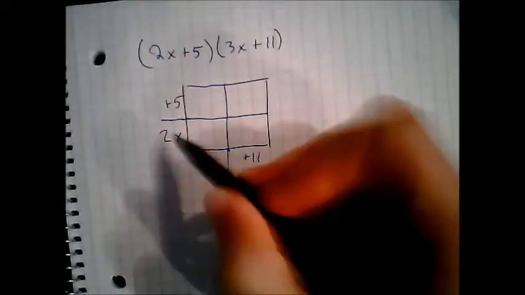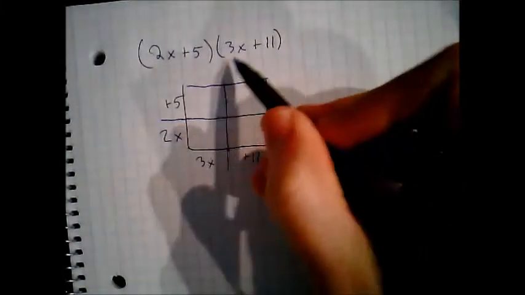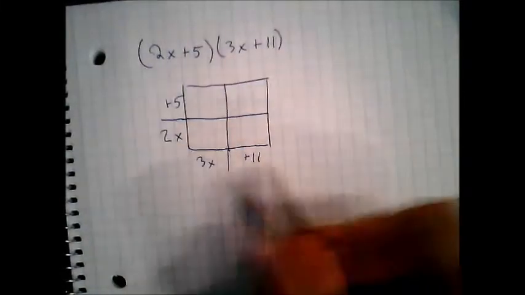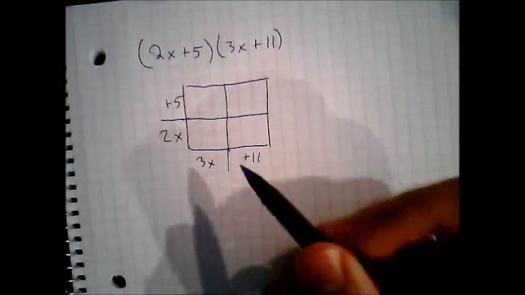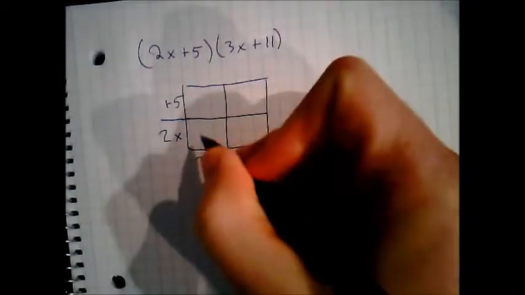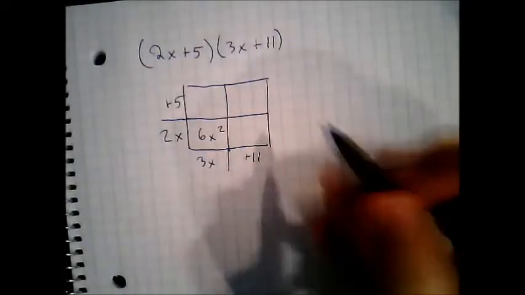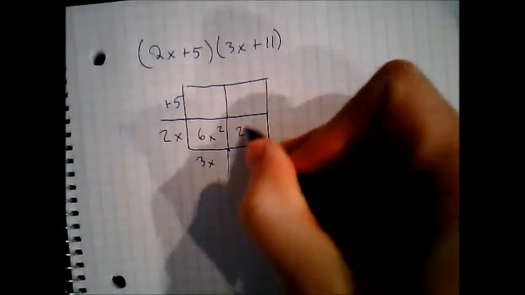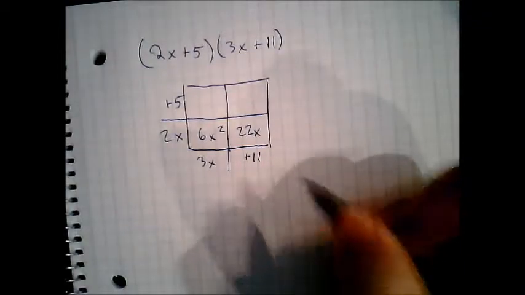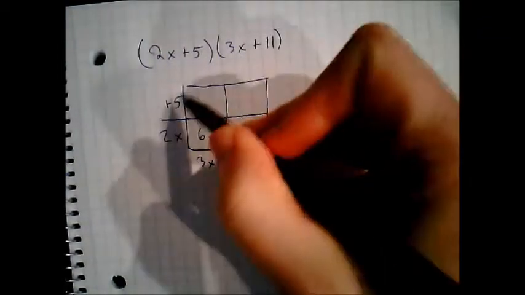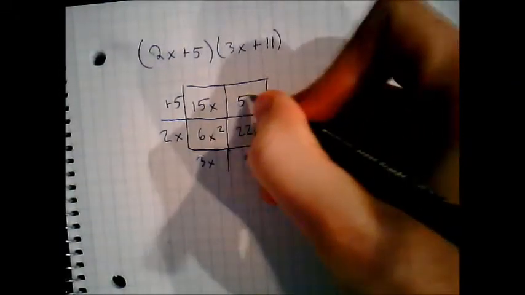So now what we want to do is distribute our 2x through our second group. So we're doing 2x times the group 3x plus 11. So 2x times 3x, we're already good at this, is 6x squared. And 2x times 11 is 22x. Now we want to distribute the 5 through. So we want to do 5 times 3x and get 15x. 5 times 11 and get 55.